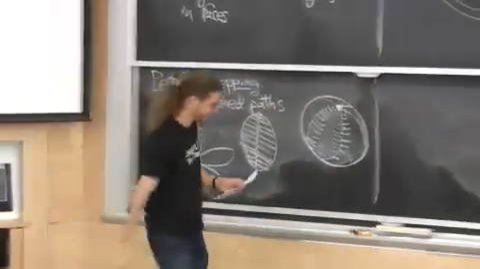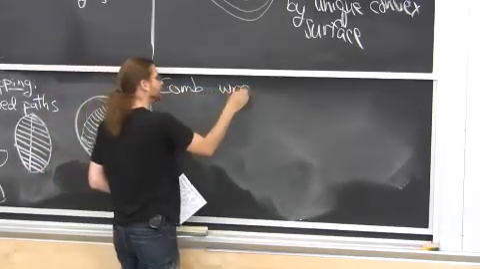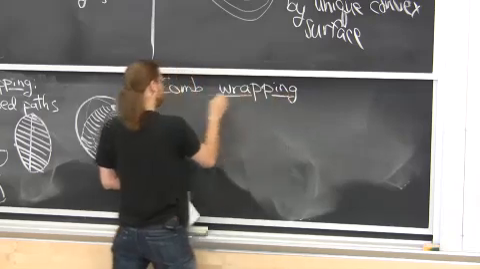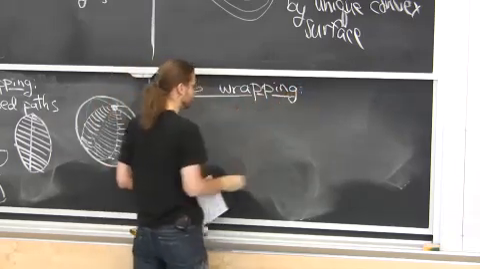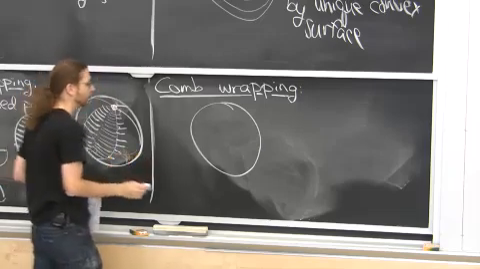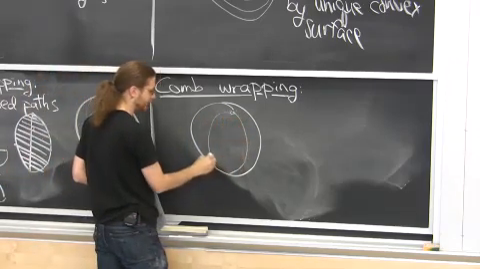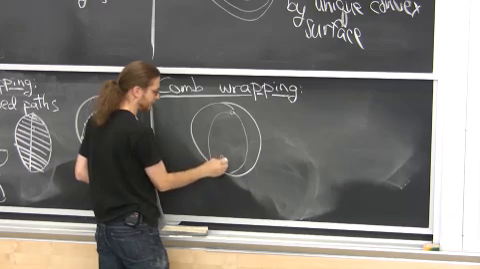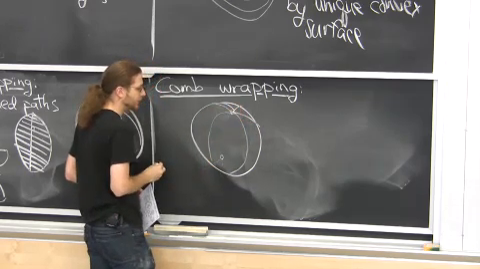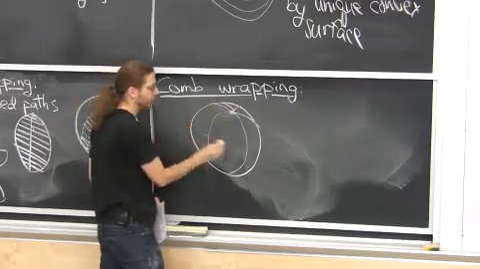The comb wrapping. Comb wrapping, we're going to use the same idea. Again, I really want to draw this again. I'm going to draw those petals, but instead of connecting them at the North Pole, we're going to connect them along the equator.